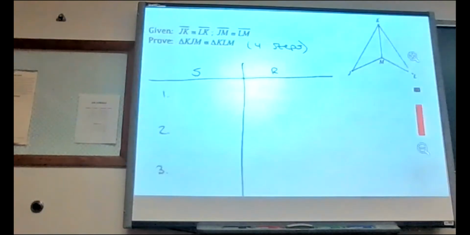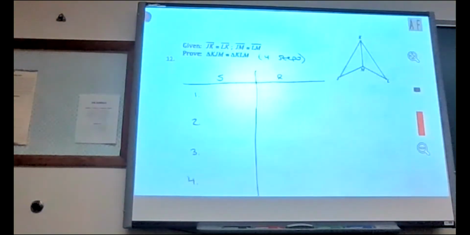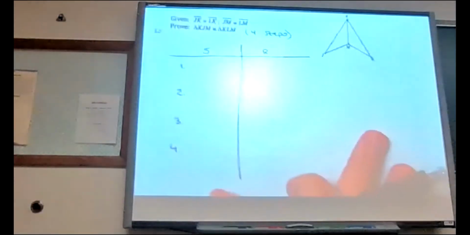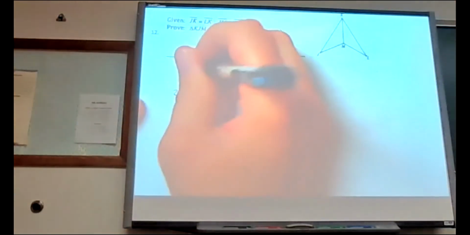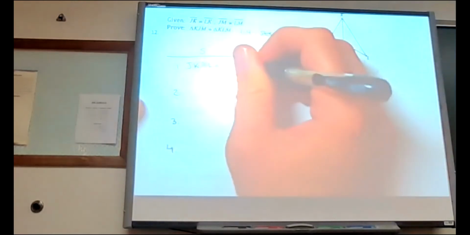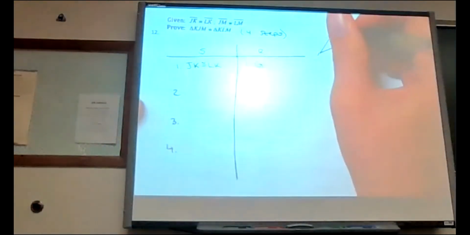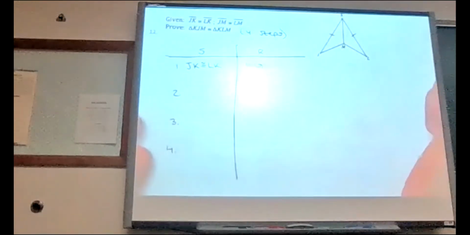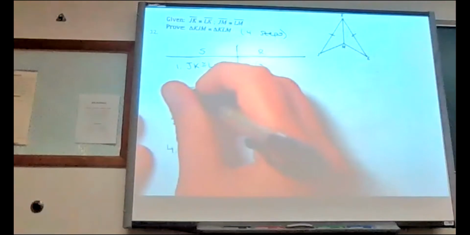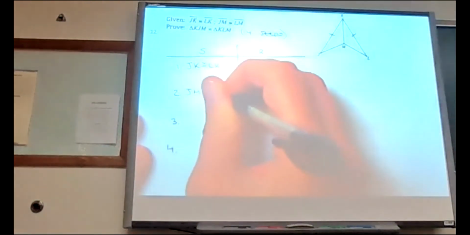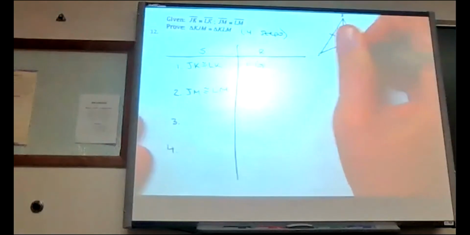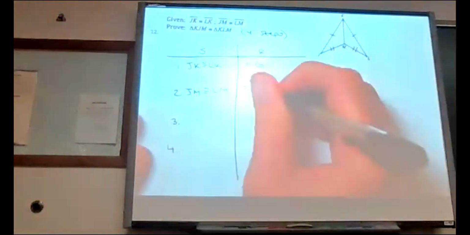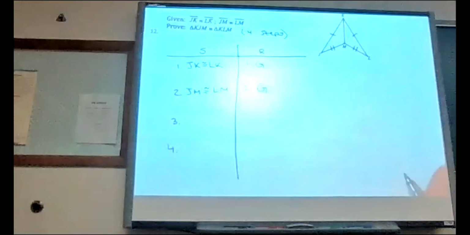So same idea on the next one. We're gonna write our givens, then go to the look for. So first given is that JK is congruent to LK. Given JK, LK. My second given is that JM is congruent to LM. JM, LM, given. And I'm done with my givens.